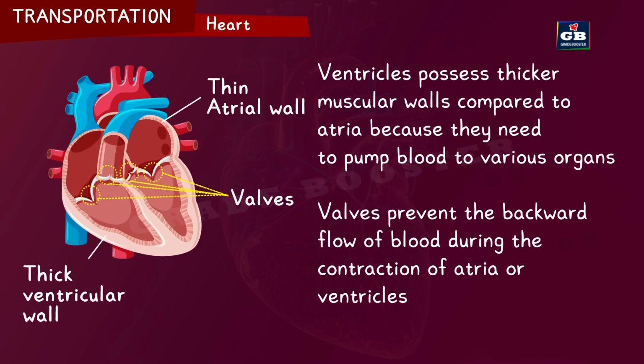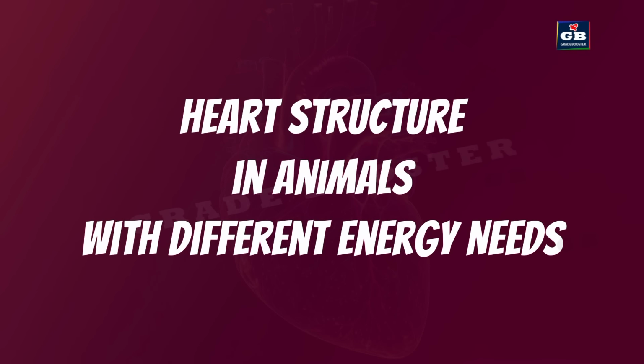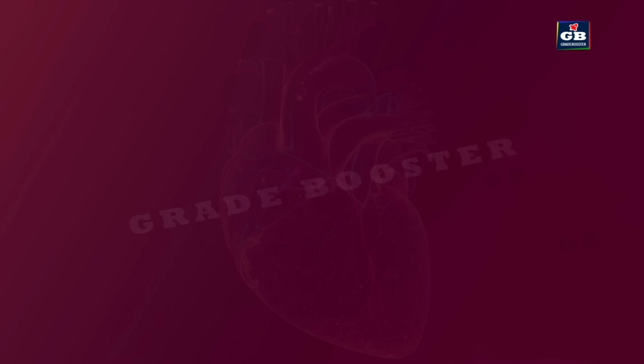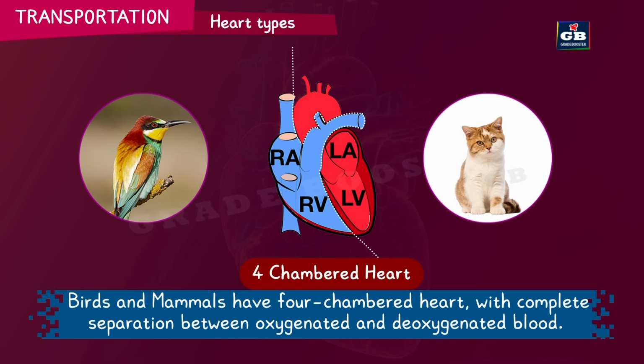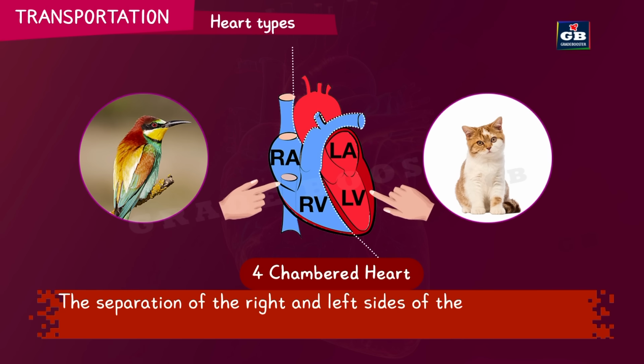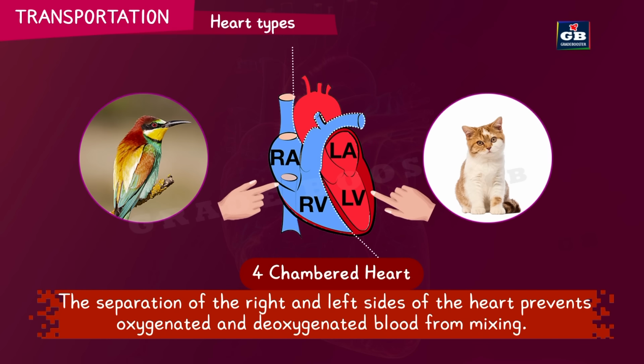Valves prevent the backward flow of blood during the contraction of atria or ventricles. Heart structure in animals with different energy needs. Birds and mammals have a 4-chambered heart with complete separation between the oxygenated and deoxygenated blood. The separation of the right and left sides of the heart prevents oxygenated and deoxygenated blood from mixing.